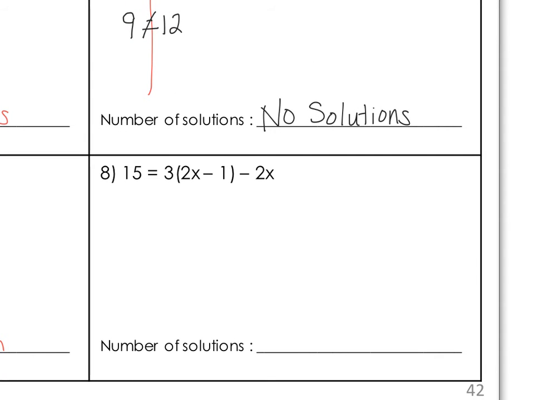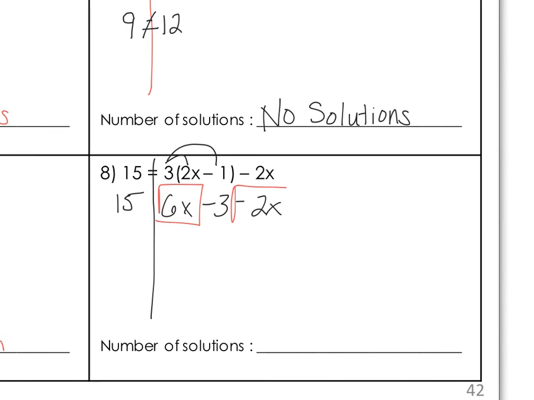And number 8, taking a look at this, 15 on the left, use the distributive property on the right, 6x minus 3 minus 2x. Combine like terms on the right-hand side. So I'm going to combine 6x and minus 2x. That would leave me with 4x minus 3 equal to 15. Once again, there's a variable term on one side and not on the other side. This has one solution.